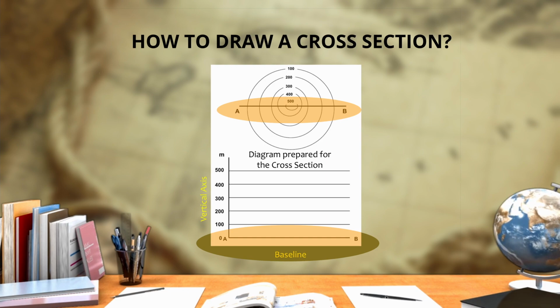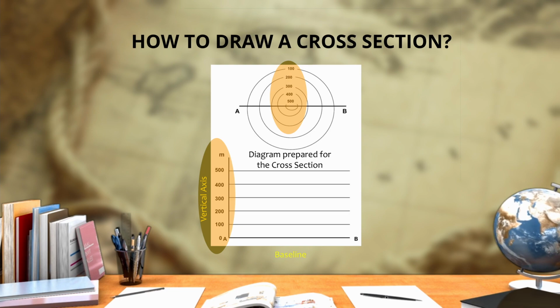Now let's look at the diagram here. First we have point A to point B, which is highlighted on the baseline there, A to B on the diagram prepared for the cross section. And then on the second diagram, we have the vertical axis, which is highlighted on this diagram prepared for the cross section, and also highlighted on the contours there.